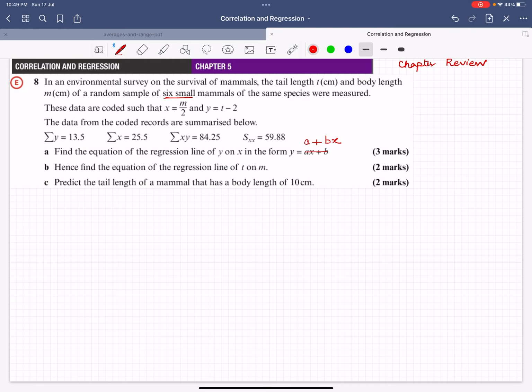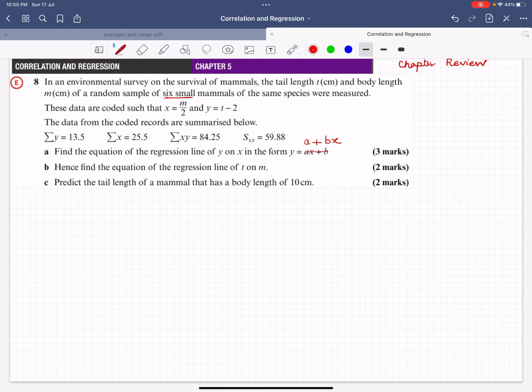Find the equation of the regression line of y on x in the form of y is equal to a plus bx. So the first question that we need to answer is to find the equation of the regression line. We know that the equation of the regression line is in the form of y is equal to a plus bx. In order to find it, all we need to do is find the value of a and the value of b. Once we have done that, we can plug in a and b, and that gives us a regression line. So let us start by working out the value of b.